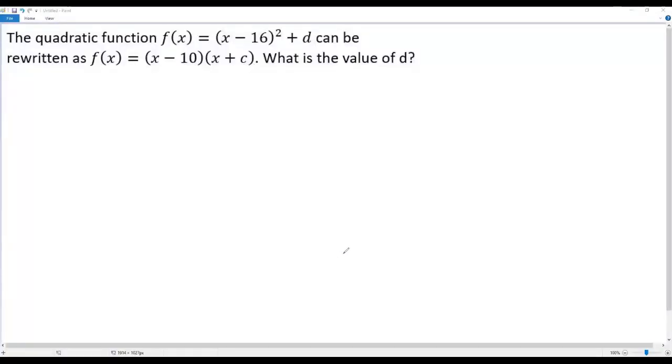Here we have a SAT math question. Okay, let's go to the question. The quadratic function f(x) = (x − 16)² + d can be rewritten as f(x) = (x − 10)(x + c). What is the value of d?